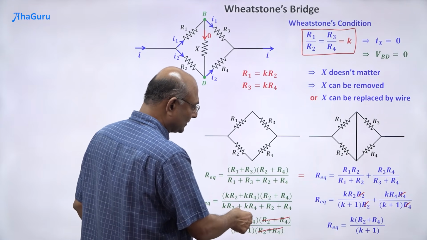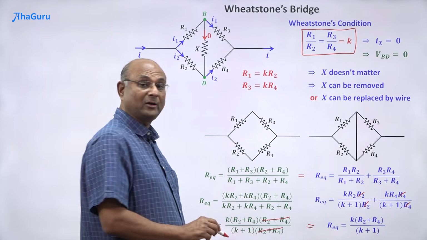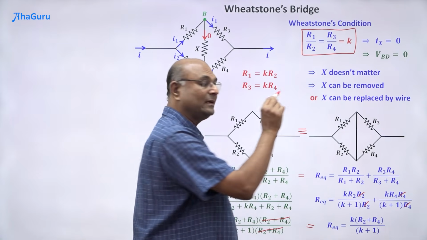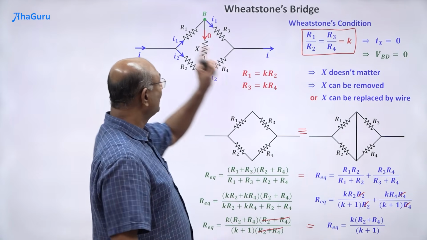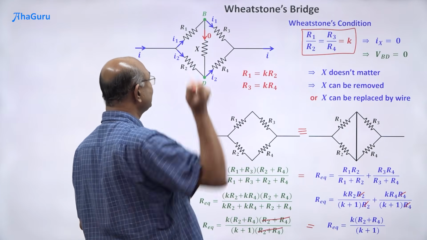K by K plus 1 R2 plus R4, K by K plus 1 R2 plus R4. So they are equal. So yes, these two are equal. Both of these are equal or equivalent to the original one. So whatever X value is doesn't matter. You can remove X.